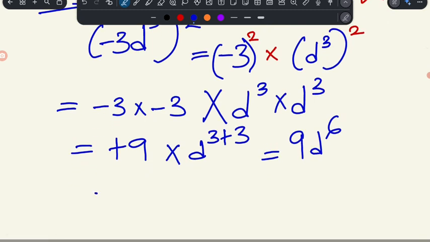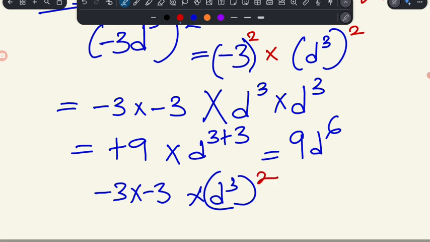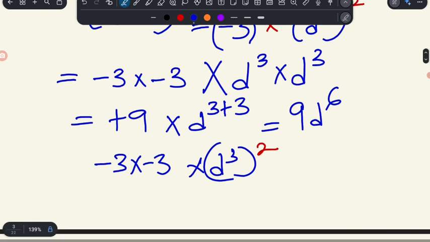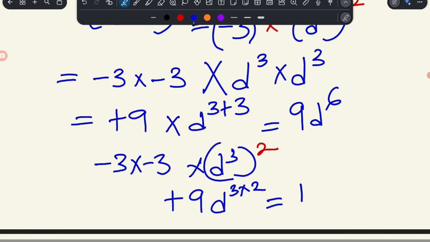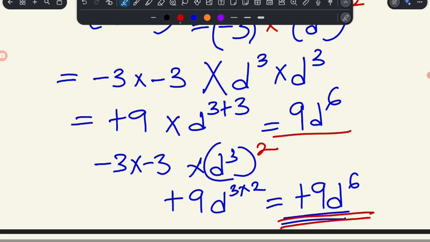So we have minus 3 times minus 3 times d raised to power 3 squared. So what we need to do here is plus 9 onto d raised to power 3 times 2, which is plus 9d raised to power 6. So that is the answer. You're able to notice that they both have the same answer. So that is how we solve questions under the product of indices that have a coefficient.